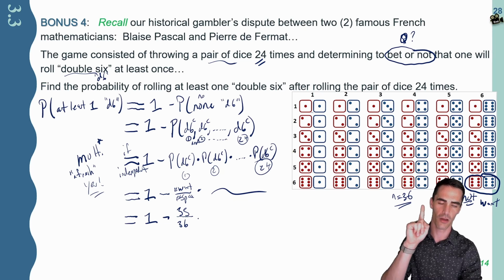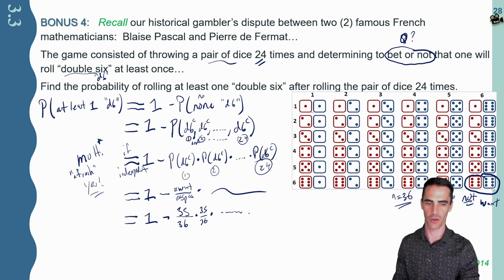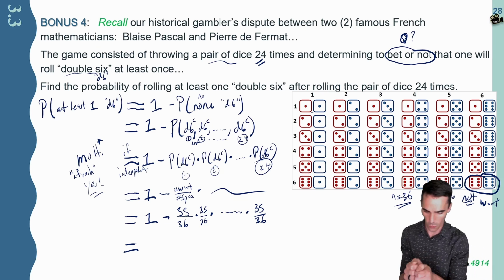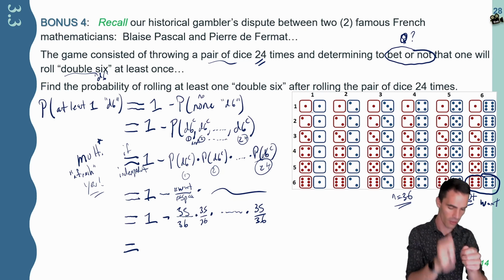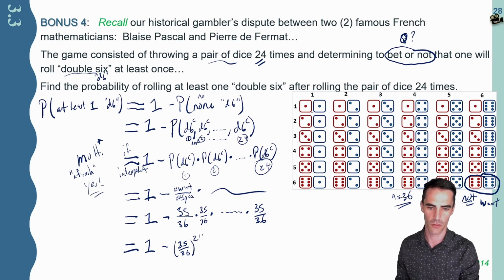That's for me rolling 1 time though. So I need that multiplied by 35 divided by 36 for the second roll, times, this keeps going, and you have 24 of these things, 35 divided by 36. Holy moly. All right. So if you'd like, you can get a calculator out and write 1 minus 35 divided by 36 times 35 divided by 36 times. Okay, this is goofy. Instead, let's think of a more efficient way to write this with exponents. 1 minus, let me write parentheses over here, 35 divided by 36, and I'm multiplying that thing 24 times.